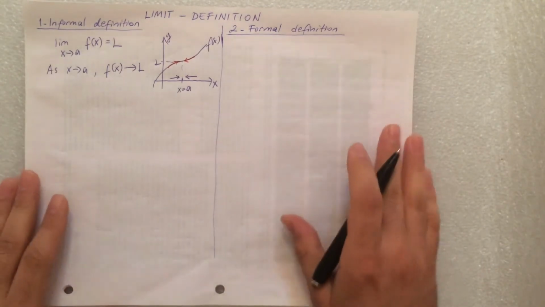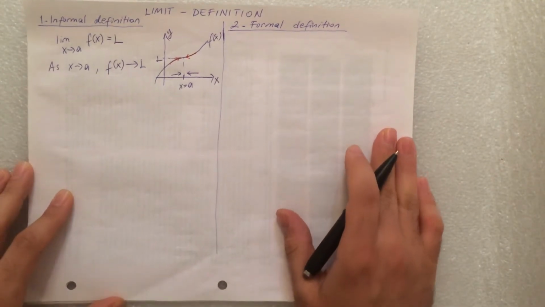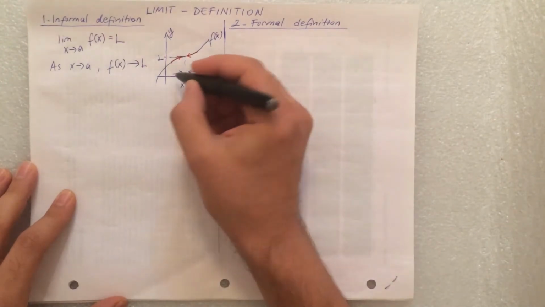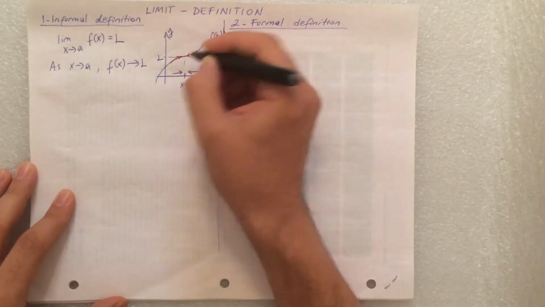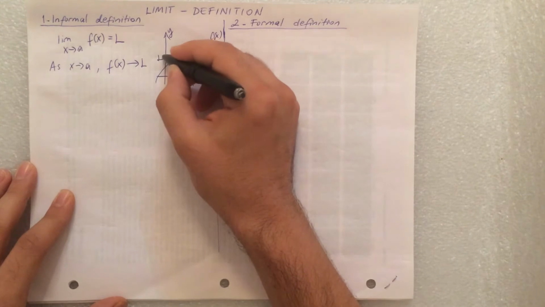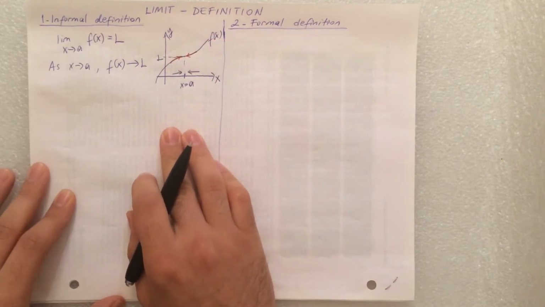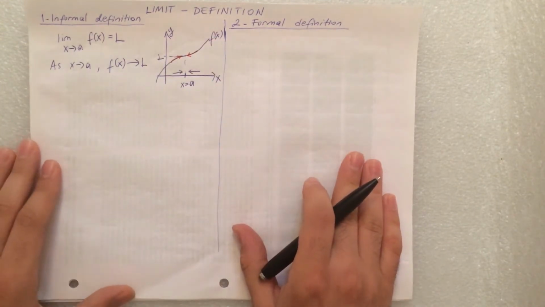So as I say, this means that as we get close to a, the value of f(x) gets close to L. So this is what limit is. Let me go over a couple of examples.